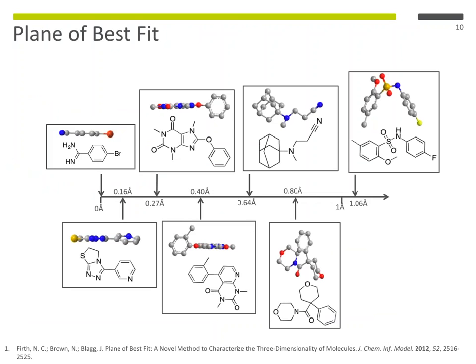So here are some further examples of the plane of best fit with structures from ChEMBL. You start from the left-hand side, where you can see both the 2D and the 3D structures. You can see as you move along the continuum of the PBF descriptor that the molecules and the conformations become much more three-dimensional. So again, you can see on the right-hand side at the top, there's a clear kink in the conformation that's introduced by the sulfonamide moiety that's generating a much more three-dimensional molecule than you'd expect without that moiety.